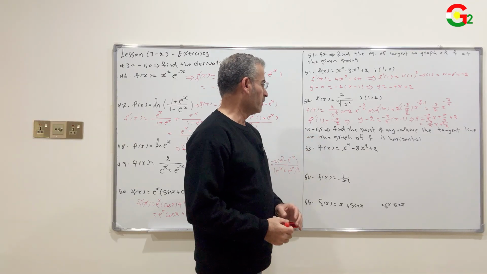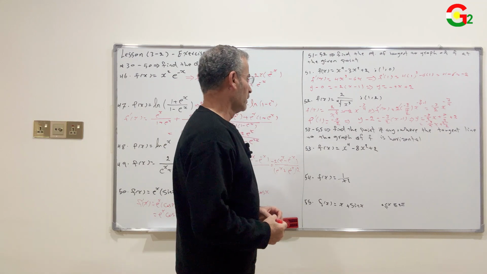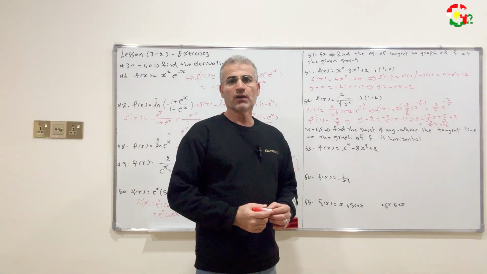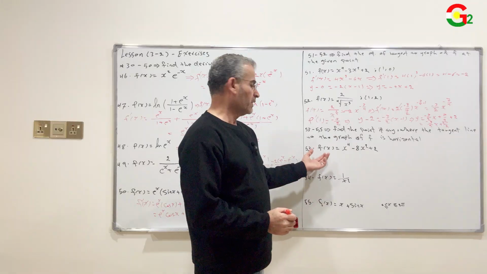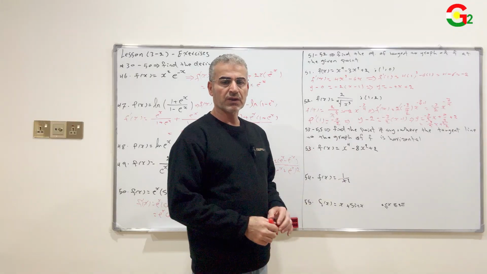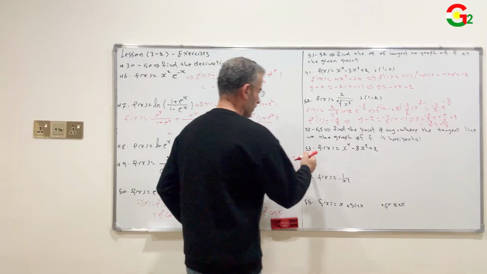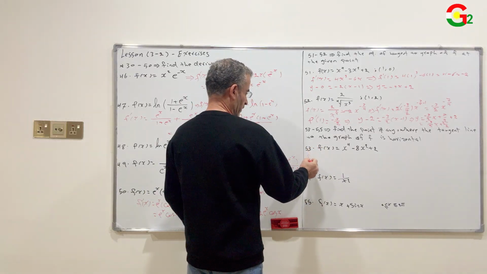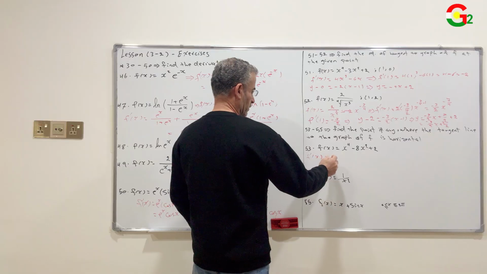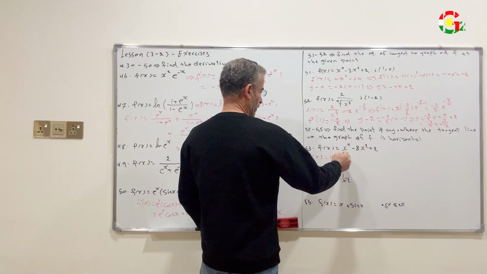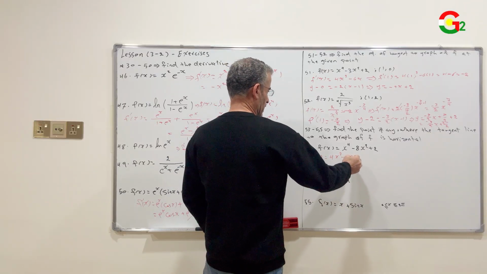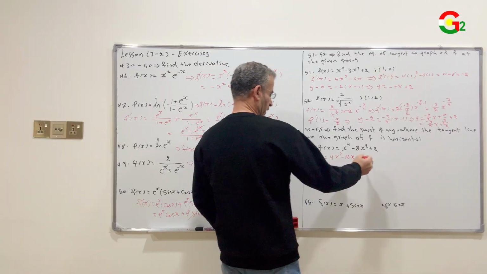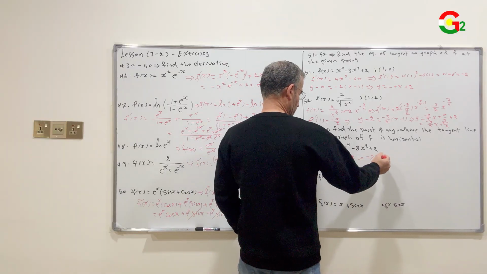Number 53 to 55, find the points, if any, where the tangent line to the graph of f is horizontal. The tangent line to the graph is horizontal when the derivative of the function is 0. Then we find the point by making the derivative of this function 0. F prime of x equal to 4x to the power 3 minus 16x. Set it equal to 0 and find the value of x.